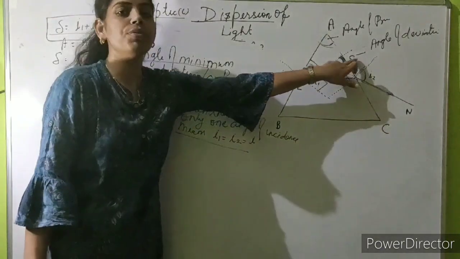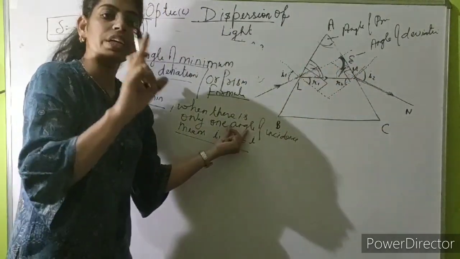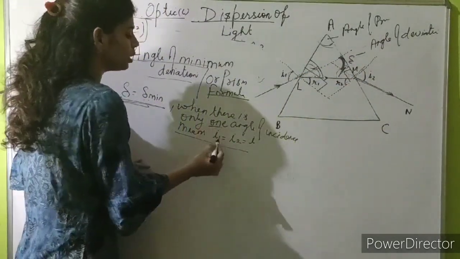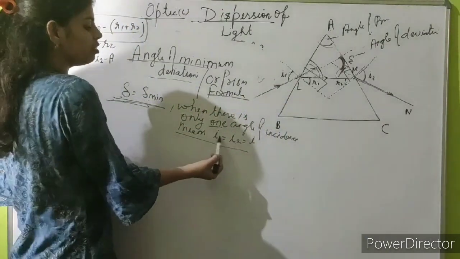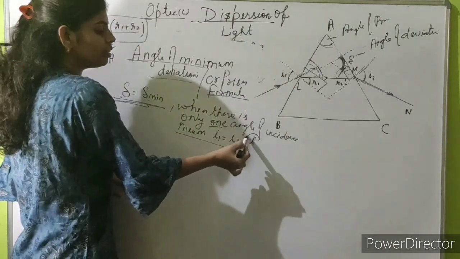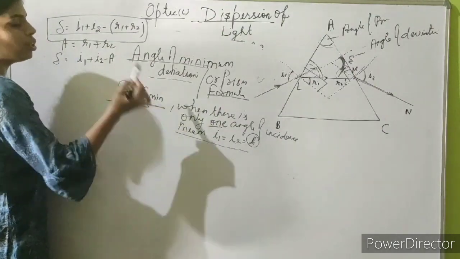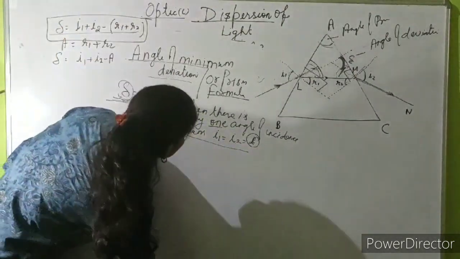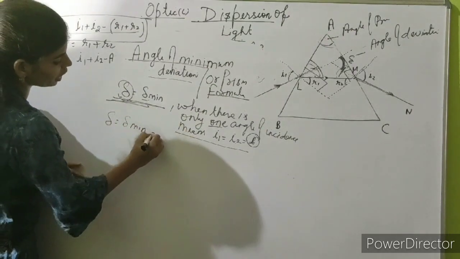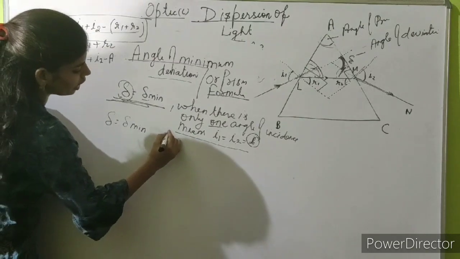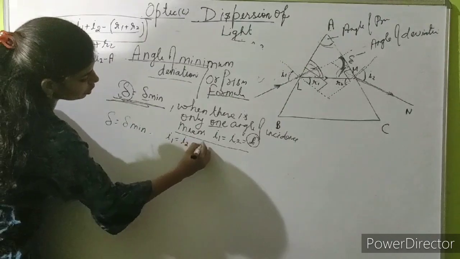That means the angle of deviation can be minimum only when the angle of incidence is single. That means I1 and I2 are not different. These are same. That means I1 equal to I2 is equal to I, and there is single angle of incidence. In that case only angle of deviation could be minimum. So this is the condition. When delta is equal to delta minimum, in that case I1 equal to I2 is equal to I.